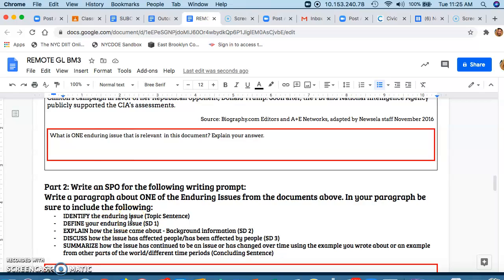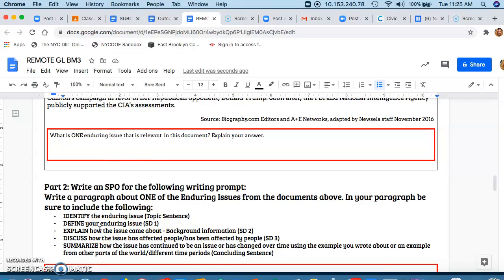Define your enduring issue. So for example, if you chose injustice, right? Define that in your own words. What is injustice? If you chose westernization, right? What does that mean? Define that. If you chose discrimination, define it. What does it mean, right? That is what your first supporting detail is.